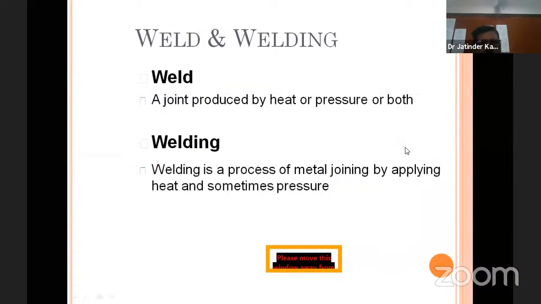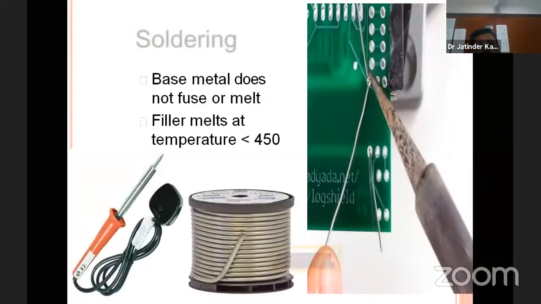So welding is a joint produced by heat or pressure or both. So welding is a process of metal joining by applying heat and sometimes pressure, right? So you might have heard the terms soldering and brazing.